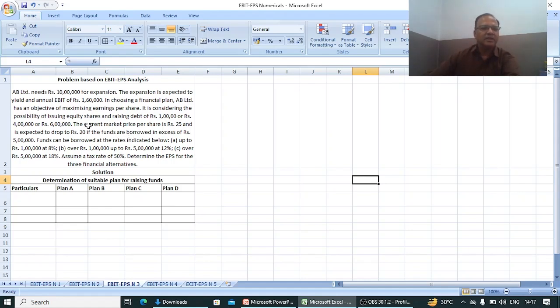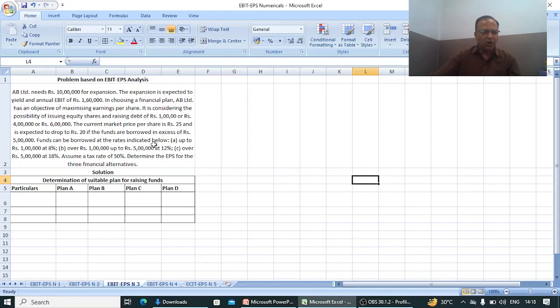After that, the current market price per share is rupees 25 and is expected to drop to rupees 20 if the funds are borrowed in excess of rupees 5 lakh. Okay, it means if you are borrowing funds in excess of rupees 5 lakh, then share price will fall down.